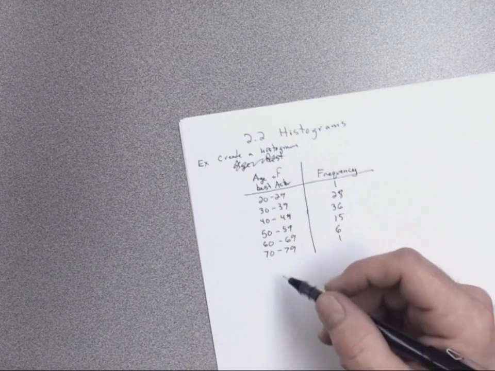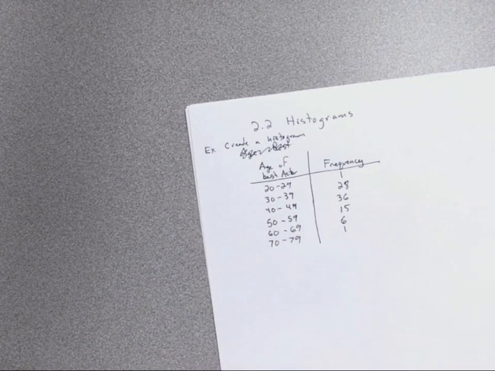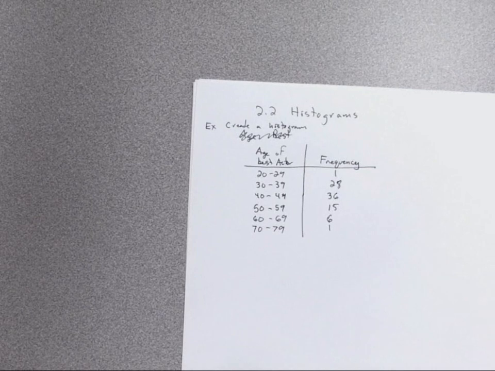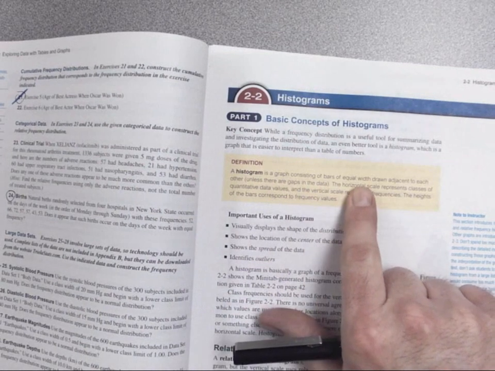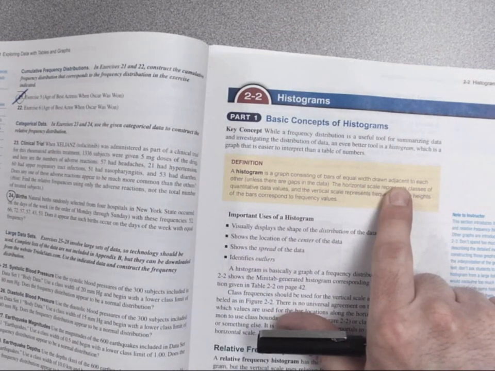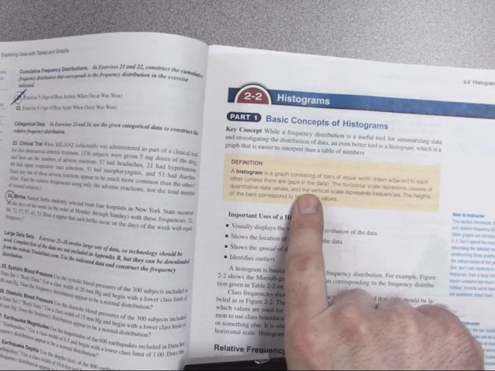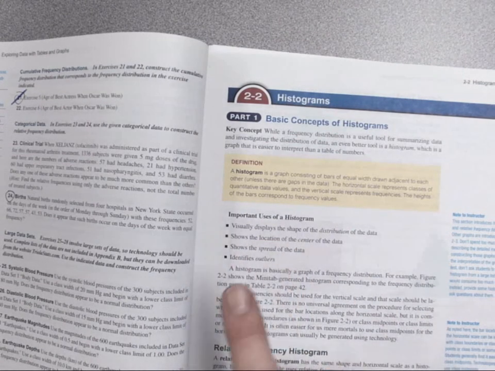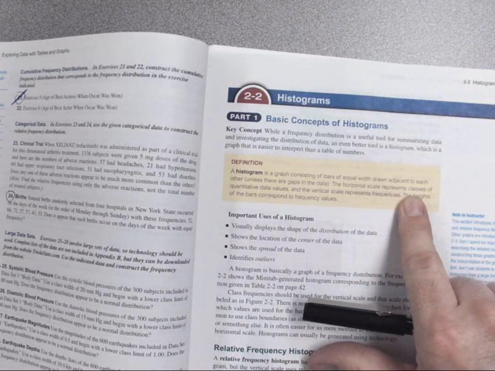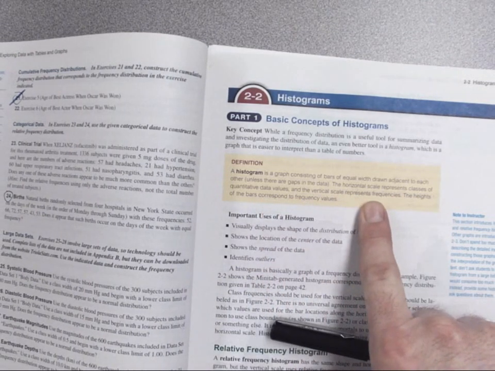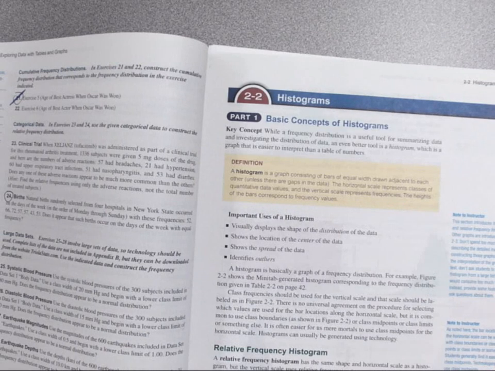So when we want to do our histogram, it looks a lot like a bar graph, but there's a difference between a histogram and a bar graph. Let's look at the definition first. So the definition says that a histogram is a graph consisting of bars of equal width drawn adjacent to each other. So adjacent means that these bars are right next to each other. It means that there's going to be no gaps. If there are gaps, that means that frequency happens to be 0 in that particular spot. So there are no gaps in a histogram unless you have 0 frequencies. The horizontal scale represents the classes of quantitative data, and the vertical scale represents their frequency. The heights of the bars correspond to the frequency values.